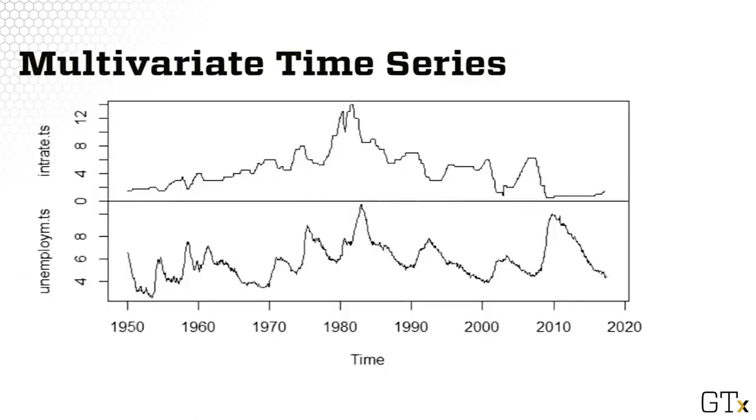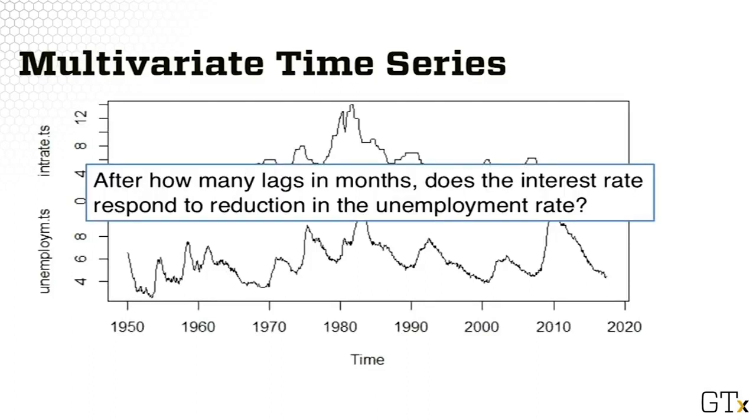These are the time series of the interest and unemployment rates observed monthly. We see that over the period of 60 plus years, there were periods of time where the two series show similar patterns. However, in the past years, since around 2009, the rates were zero, while the unemployment went up and then down. Thus, unemployment rate indeed leads to changes in the interest rate. After how many lags in month does the interest rate respond to the reduction in the unemployment rate? We'll address this question in this lecture.